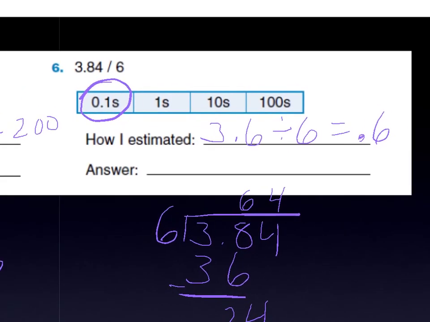Now, let's go back up. My answer is going to be 64, but it needs to be in the tenths place. So it's going to be 6.64. So as you can see, you can do all of these with the estimation, and then you use the estimation to look at your decimal point.